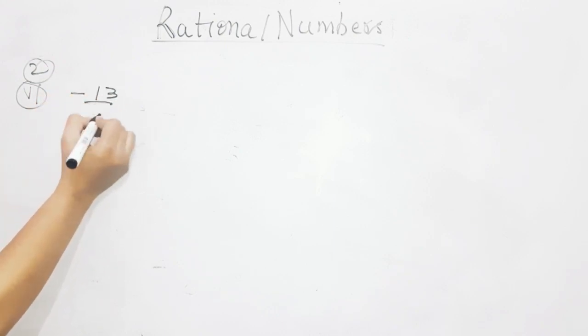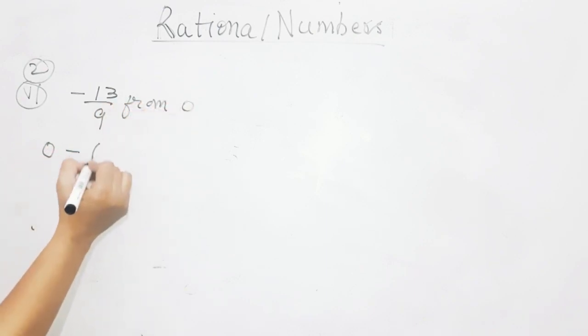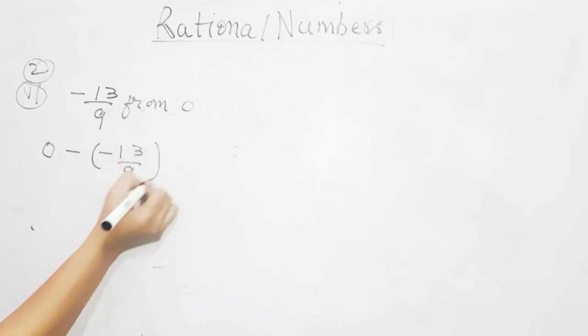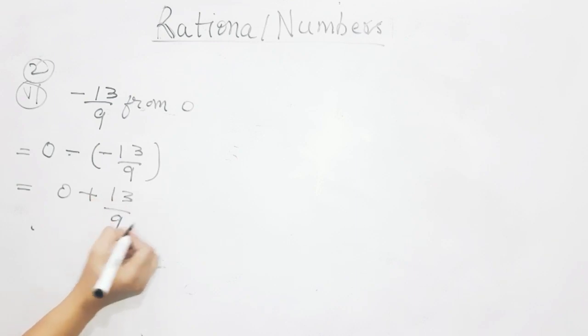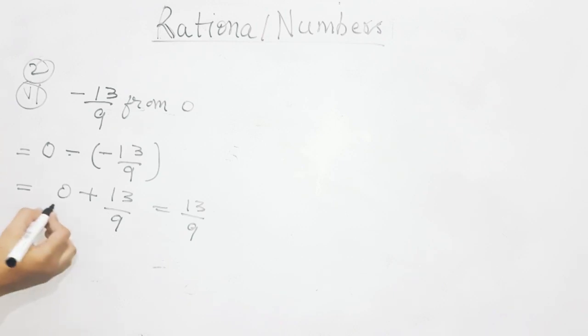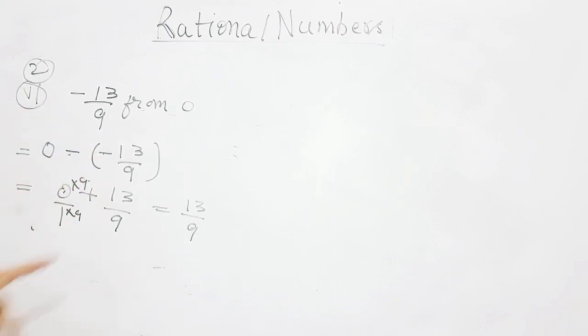Minus 13 upon 9 from 0. So 0 minus minus 13 upon 9. Minus minus plus. So 0 plus 13 upon 9. The answer will be 13 upon 9. Right? Because under 0 you can consider 1, and even if you multiply by 9, 0 times 9 is 0. So there is no point in doing this and taking the LCM. The answer will be 13 upon 9, because whenever we are adding 0 to any rational number, any integer or any natural number, the answer is the number itself. Okay?